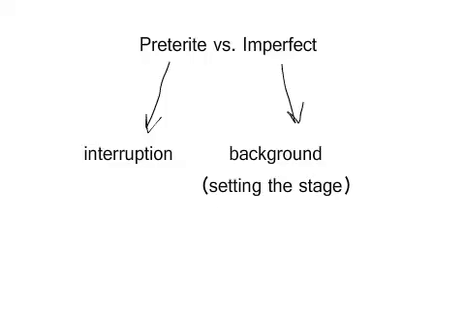So nothing terribly tricky here, but again, it does take some practice. Just remember that the imperfect tense gives us the background, or in other words, it sets the stage for us, tells us what was happening, and the preterite tense gives us an interruption, something that occurred while the other action was taking place.